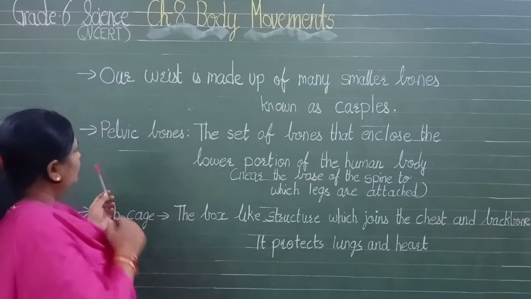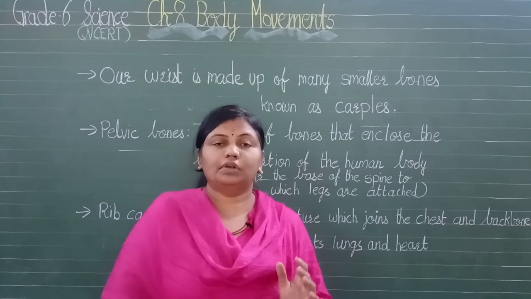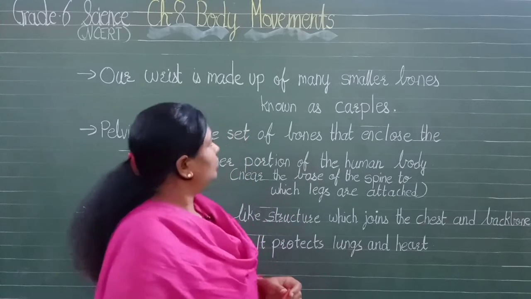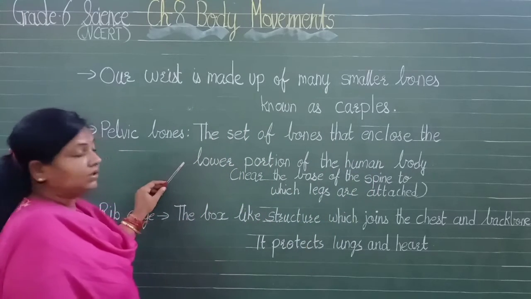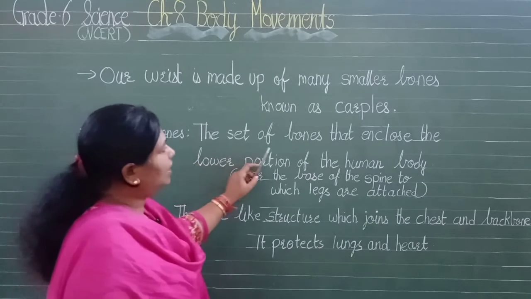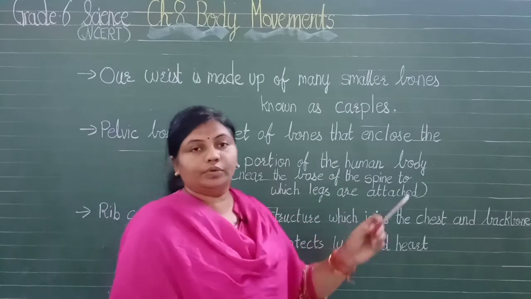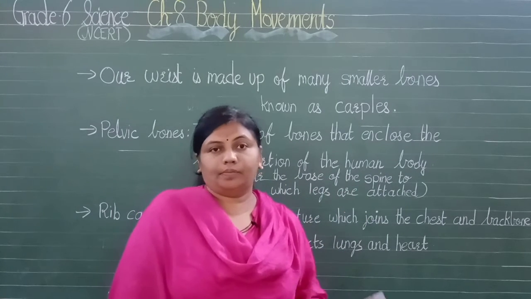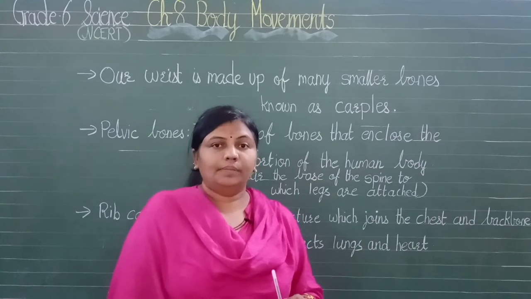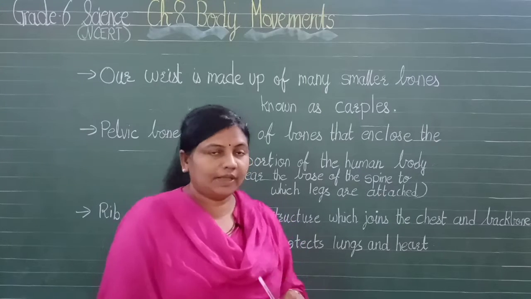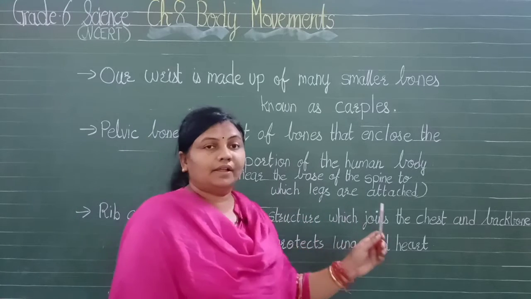Okay, now pelvic bones. What do you mean by the pelvic bones? You have learned about the joints, isn't it? Now carpals means a set of smaller bones. And what do you mean by pelvic bones? Pelvic bones means the set of bones that enclose the lower portion of the human body. Yes, means how we can sit. It is possible due to the pelvic bone only, because the pelvic bone is present in the hip. It means near the base of the spine, to which the legs are attached.